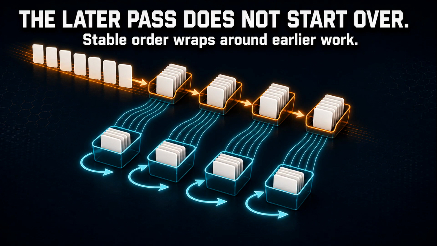Because the later pass groups by the bigger digit, but inside each group it preserves the order created by the earlier pass. Exactly. The low order work is not destroyed. It is carried forward. Local digit order accumulates into global key order. Oh, right. Carried forward is the key. The later pass does not start over, it wraps around the smaller ordering that already exists.